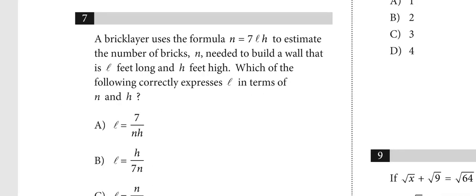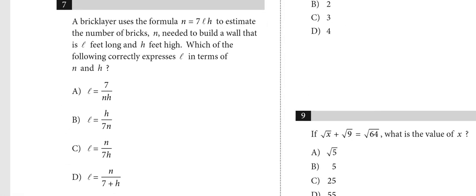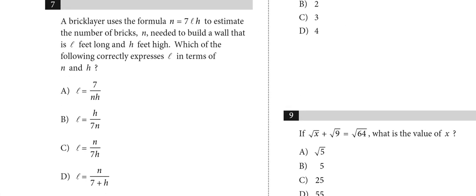7. A bricklayer uses the formula N equals 7LH to estimate the number N of bricks needed to build a wall that is L feet long and H feet high. Which of the following correctly expresses L? What does that phrase mean right there, expresses L? What are they asking me to do? Get L by itself. Solve for L.